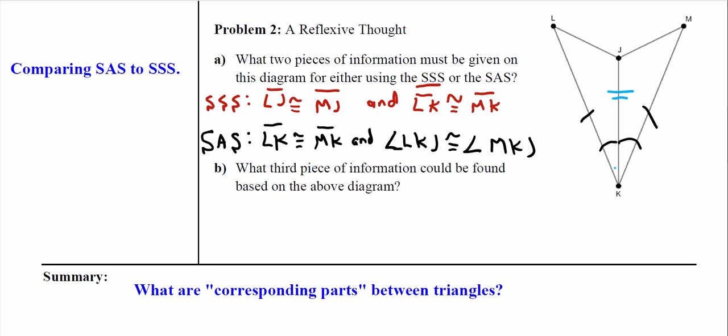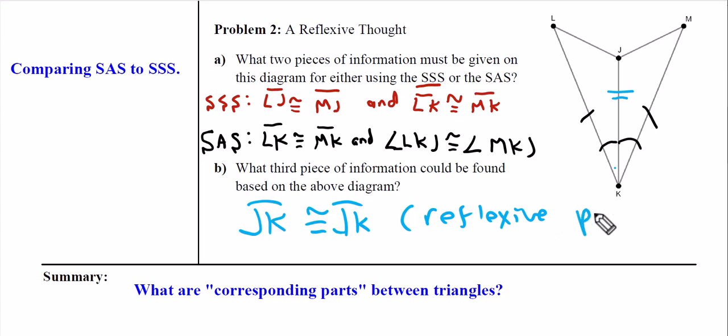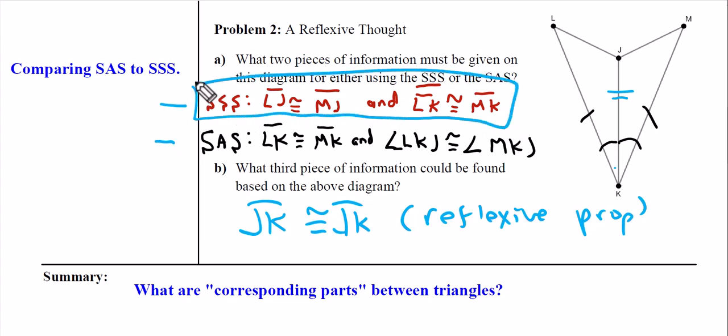So for part B, I think we've established this pretty well. What third piece of information could be found based on the above diagram? Well, that's that JK is congruent to JK, and that's because of the reflexive property. And that would be our third piece of information that would be necessary to either prove this with SSS or SAS. Of course, this video is focusing on SSS, but I wanted to go ahead and take some time to bring in former SAS use.